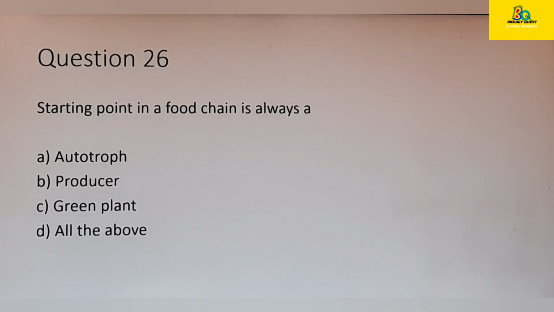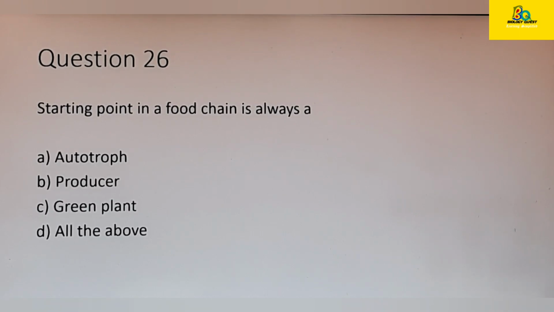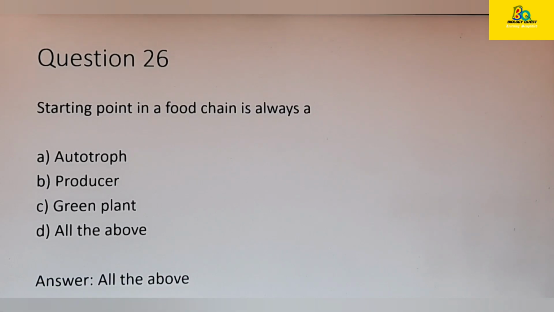Autotroph. What is an autotroph? Green plants are autotrophs. They can synthesize their own food using carbon dioxide and water in the presence of sunlight and chlorophyll. Producers, yes, green plants are producers. Why? Because they can produce their own food. So, starting point in a food chain is always what? Option A, B and C, all are correct. Option D, all the above, is the correct answer.